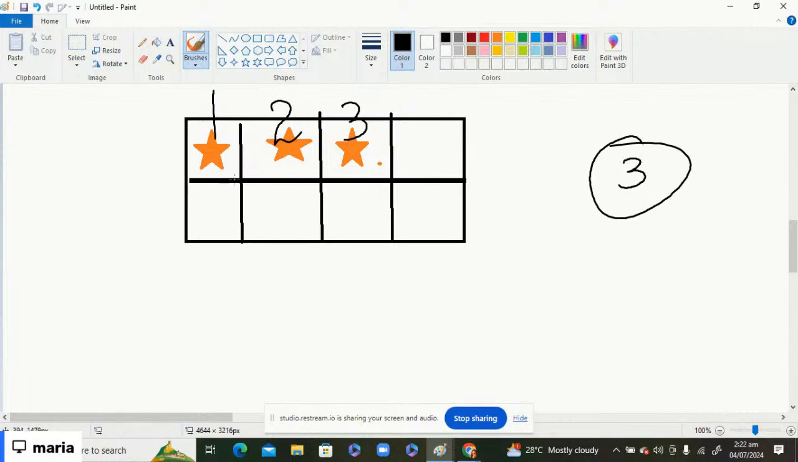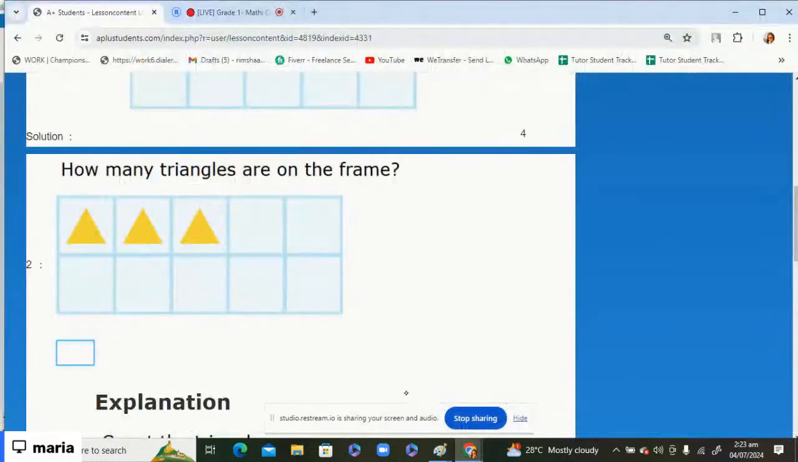If they are saying, how many total stars are there? But if they are saying, how many more stars that you need to make this frame full, so you are going to draw stars in these empty spaces and then count. But if they are asking how many total stars are there, you just count these stars. Okay, so how many total triangles on the frame, just count it and then tell me. This is so easy, it's 1, 2, and 3. Total are 3.